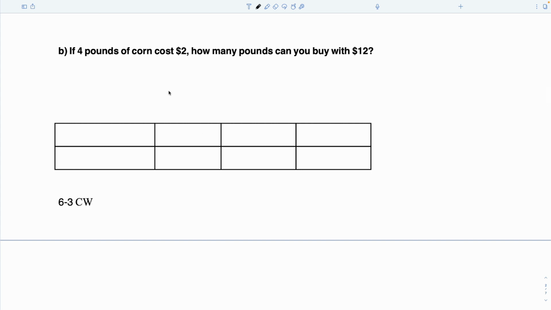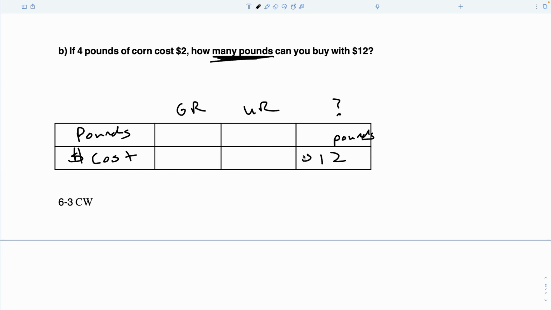Try B. Read it for me, please. Justice. If 4 pounds of popcorn costs $2, how many pounds can you buy for $12? Set up given rate, unit rate, and what I'm looking for. Which one is on the top? Is it money or pounds? Lauren? Pounds. How many pounds? So this one, I'm looking for pounds. Do not just automatically put money, because that's what we did first. Pounds is on top. Money is on the bottom, or cost. They want to know the pounds for $12 that you can buy.